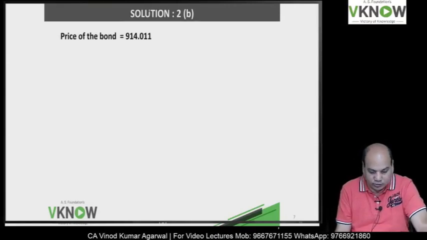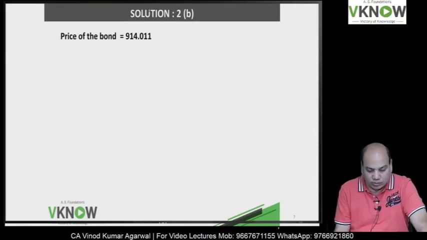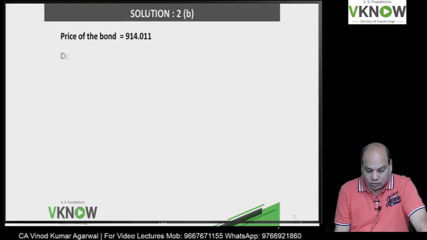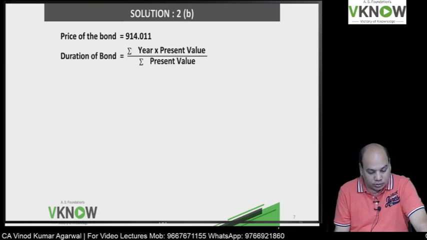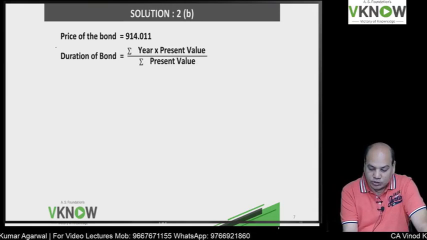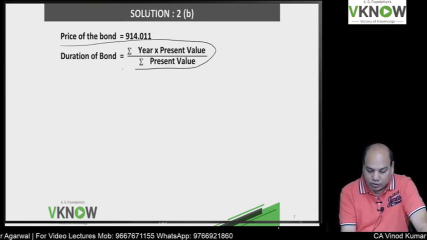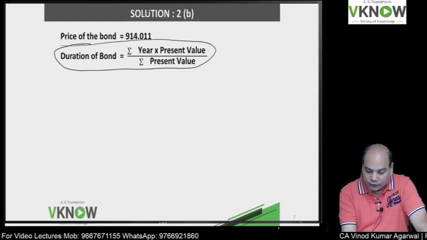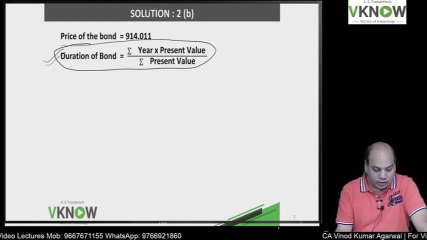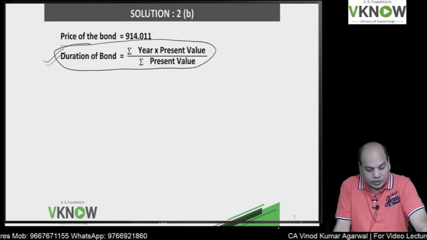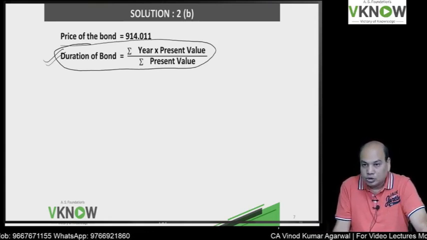So price of the bond. Your first question was, what is the market price of the bond? The market price of the bond is 914.011. And the duration of the bond is equal to, now in the exam the students lose marks because they don't write the formula properly. To get full marks, first write the formula, then write the answer. Formula is summation of year into present value divided by summation of present value.